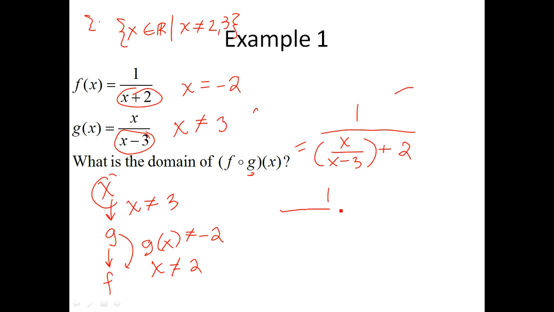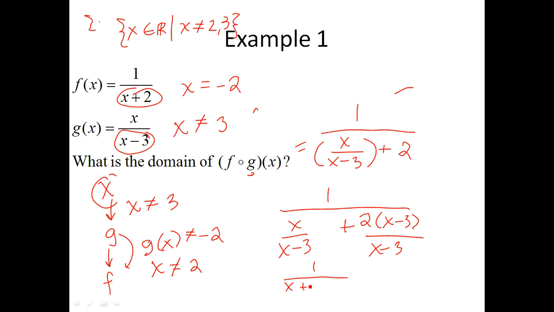So we would have 1 over x over x minus 3, and then we need common denominators. So it'd be 2 times x minus 3 over x minus 3. And now we can combine these two fractions. So we have 1 over x plus 2x minus 6 over x minus 3. I distributed the 2 over x minus 3. Okay, and then the last thing is that you can flip that upside down.